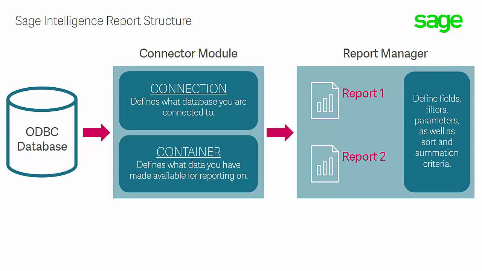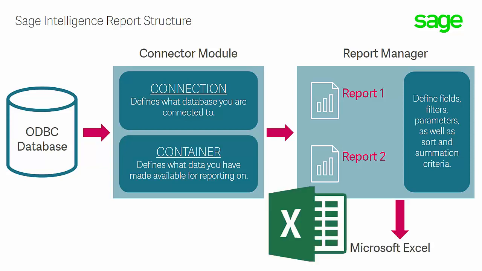Inside of that report, you can then further customize the information that is coming through. We can define filters and parameters. I can do aggregations and summation criteria around my report, but essentially the report pulls the information via the container. Once it does that, it pulls it into Microsoft Excel, and one of the powers of the product is that once it's inside Excel, you can do a lot of things with it. Things like set up pivot tables and pivot charts.